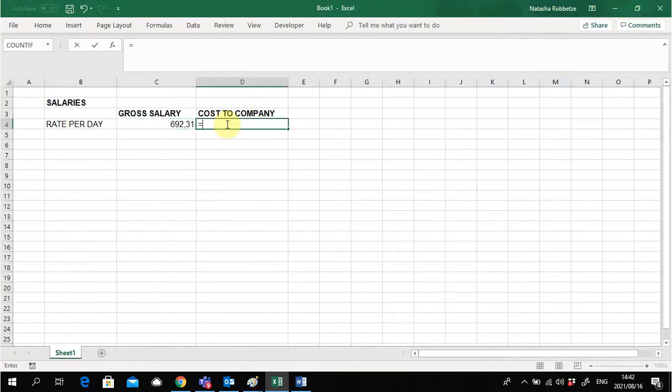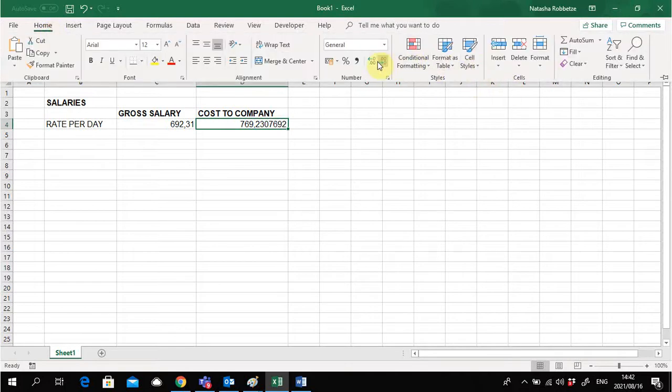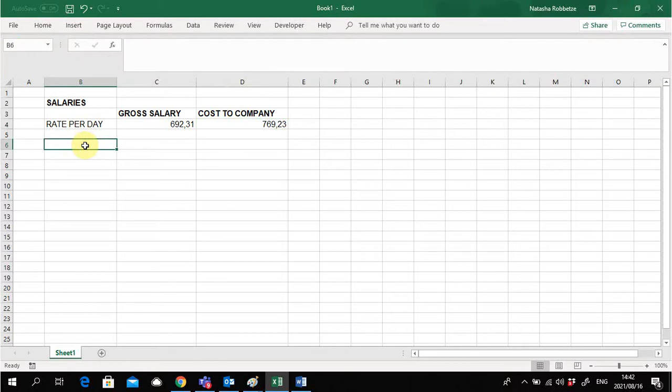Then for the cost to company, the total cost to company was 200,000 Rand for salaried staff per annum, and per working day, it's 769.23. So again, I'm just going to round it to 2 decimals. So now we have a rate per day, and now we can go and calculate our leave pay provision.